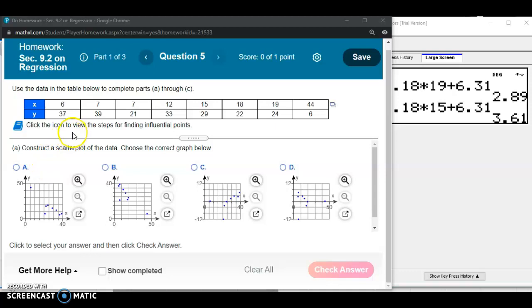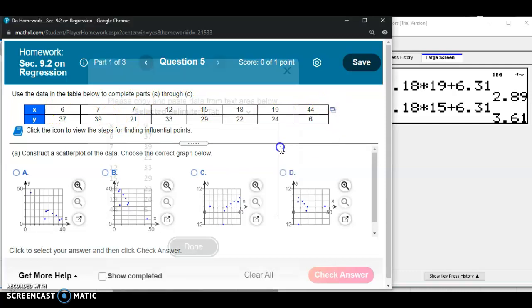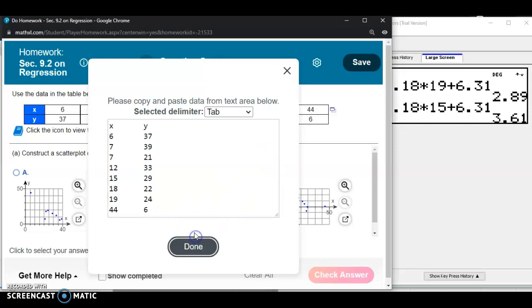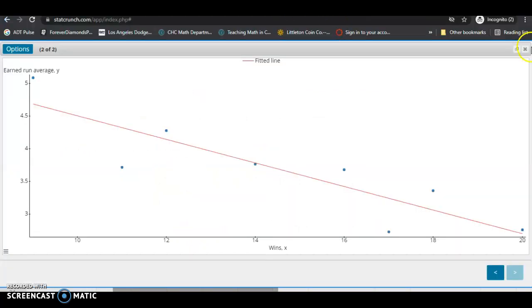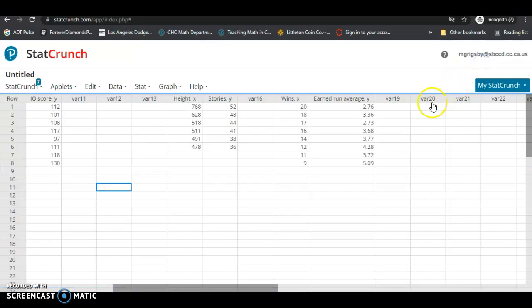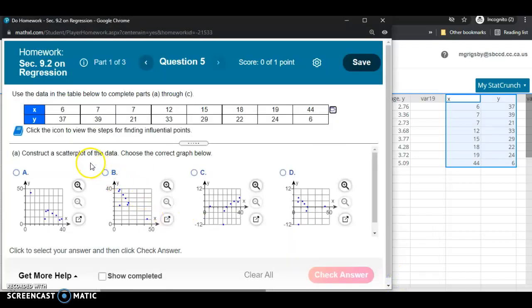Okay, so problem 5 says to use the data in the table below to complete parts A through C. This is the table of data values. Let's go and copy it, and we're going to go to StatCrunch. Okay, so going back to the problem, it says construct a scatter plot of the data.